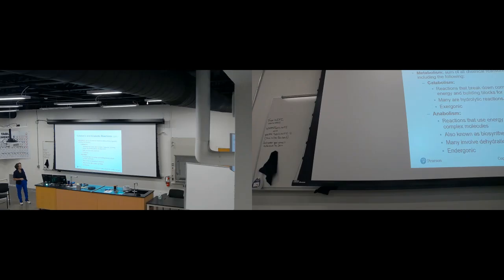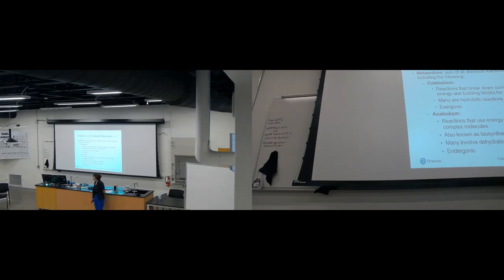So, catabolism is the breaking down of large or complex molecules into smaller ones, and it helps us to obtain energy. Most of the catabolic reactions happen through hydrolysis, which is basically adding water so that you can break down the chemical bonds between the molecules. And this is an exergonic reaction, meaning that you release energy.